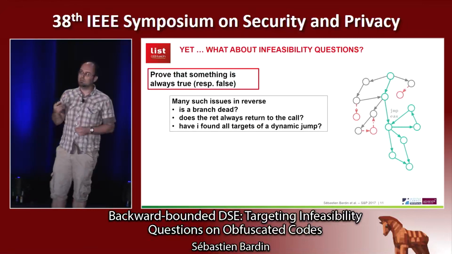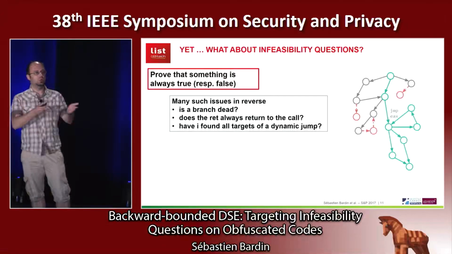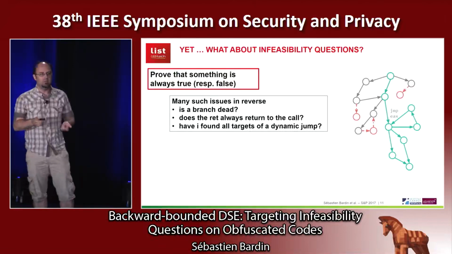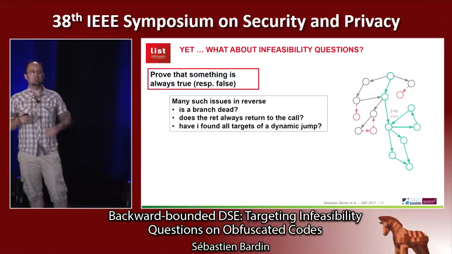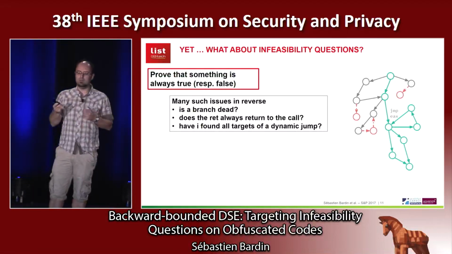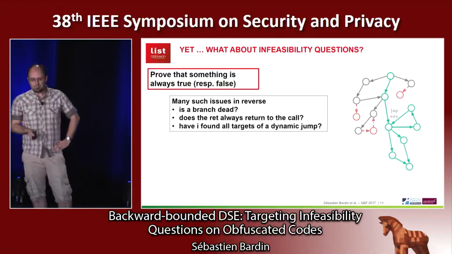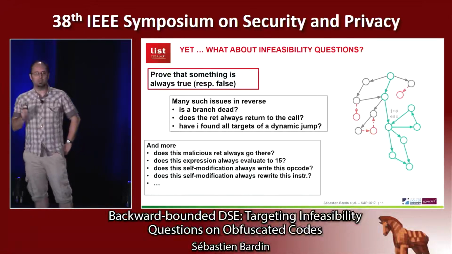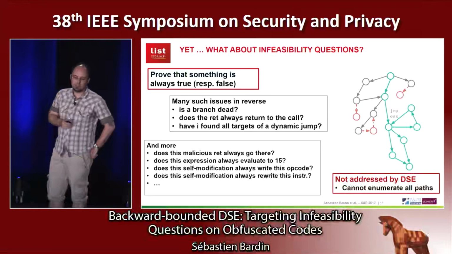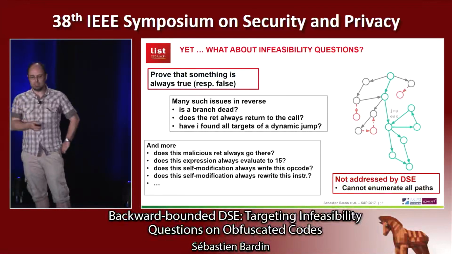Let us imagine that your dynamic analysis didn't manage to go to one particular branch. You would like to be able to prove that the branch is indeed infeasible, that it is some opaque predicate, or that some return instruction will always go back to its caller, to the good return site, even in a strict way. Or if you have some dynamic jump, that you have found all the dynamic targets. And you can have more of this kind of question in every kind of obfuscation scheme. But dynamic symbolic execution and dynamic analysis, by definition, cannot answer that kind of question because it would require enumerating all paths, which is infeasible.